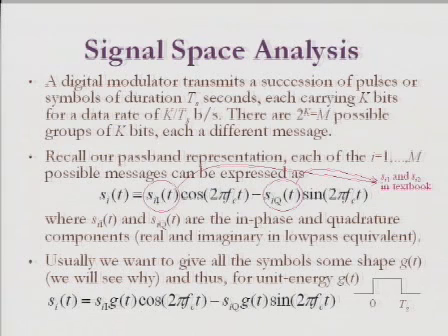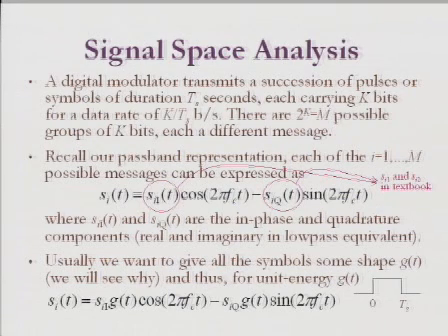So a basic digital modulator transmits a succession of pulses or symbols of duration T sub s seconds, and each is going to carry k bits of information for a data rate of k over T_s bits per second.